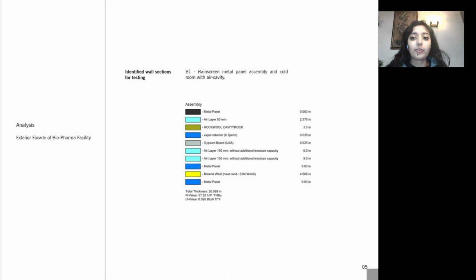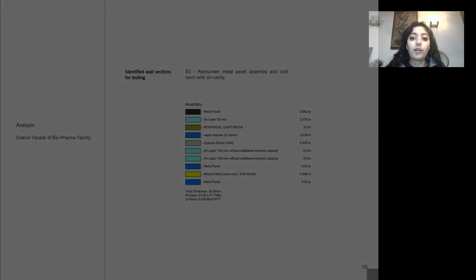I first identified and listed out the scenarios that could pose a risk of condensation. So I have listed a few cases here that I wish to discuss. I tested almost 20 to 30 different sections throughout the exterior facade, so I have an informed decision. So basically, the first is the assembly, which includes the rain screen facade and the modular construction system at the cold room of the south wall.